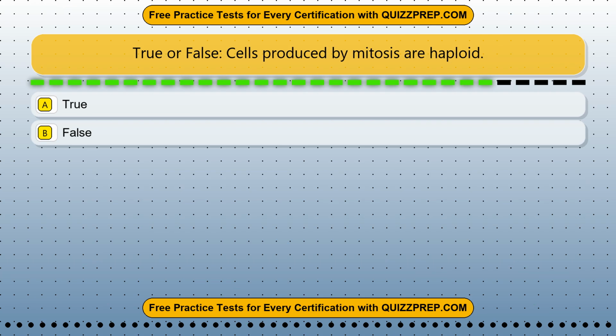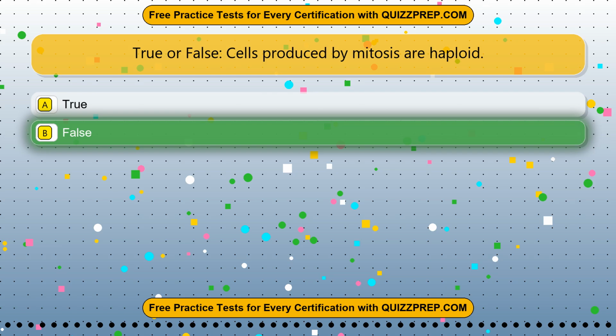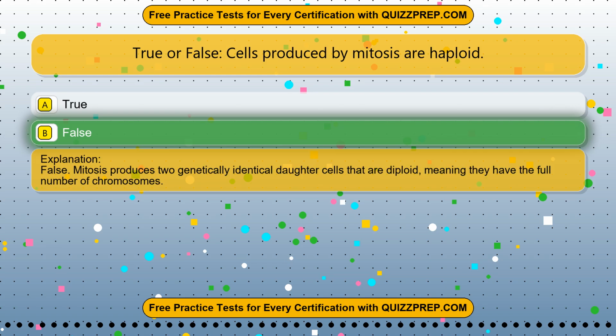Question 40. True or false? Cells produced by mitosis are haploid. Option A, true. Option B, false. The correct answer is option B, false. False. Mitosis produces two genetically identical daughter cells that are diploid, meaning they have the full number of chromosomes.